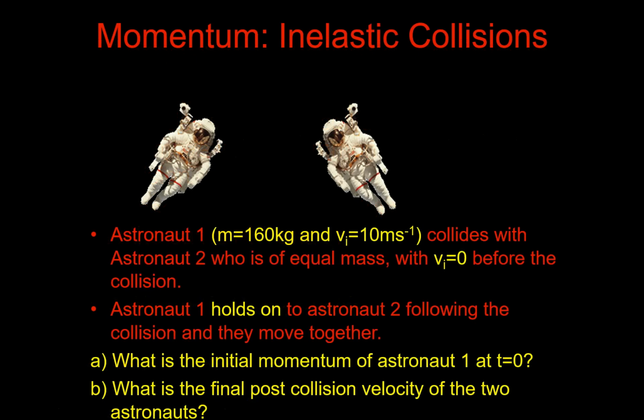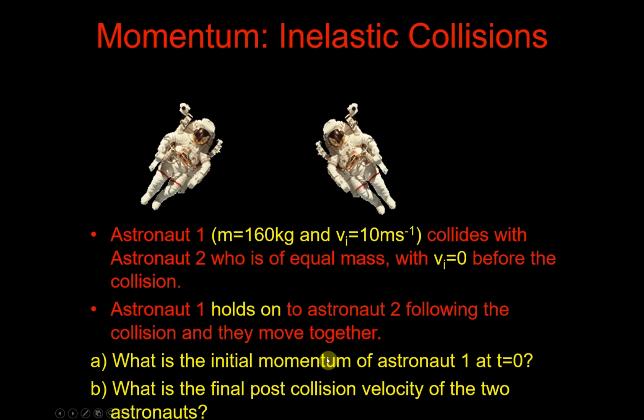So what does this mean for a calculation? Let's look at a basic case. So here we have two astronauts. Astronaut 1, who has a mass of 160 kilograms and a velocity of 10 meters per second, is going to fly into astronaut 2, who's of equal mass, 160 kilograms, and his velocity is 0. Astronaut 1 is going to hold on to astronaut 2, and following the collision is going to move with him.